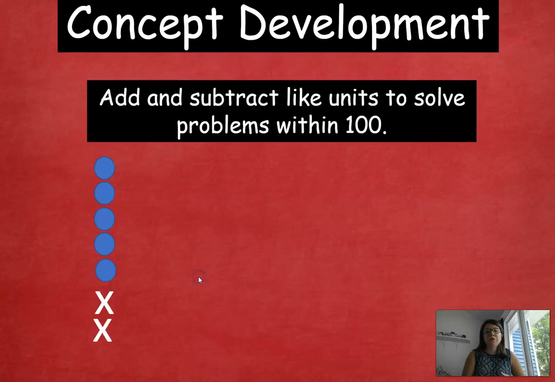What I want you to do is take your paper, or whatever you have, and write me one subtraction and one addition problem for this picture right here. One subtraction, one addition problem. I'm going to do the same.